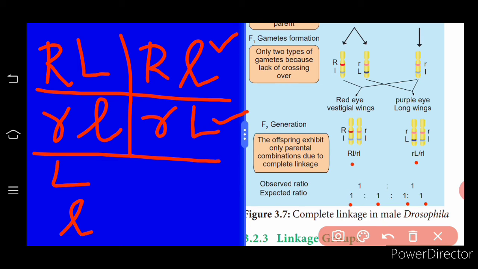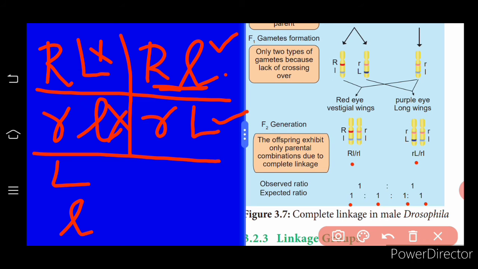It shows that they are completely linked. When the red eye appears, there is always a chance for the vestigial wing only. There is no chance for long wing, because these two genes are sitting closely together. That is what we call linkage, and these other combinations were not at all occurring. So this condition is called complete linkage in male Drosophila.